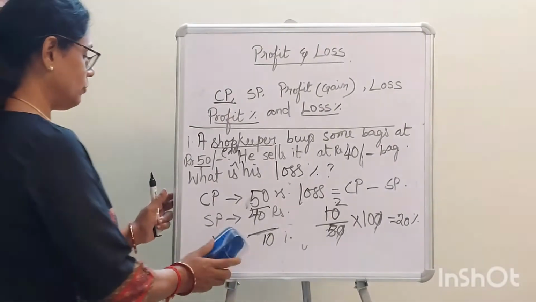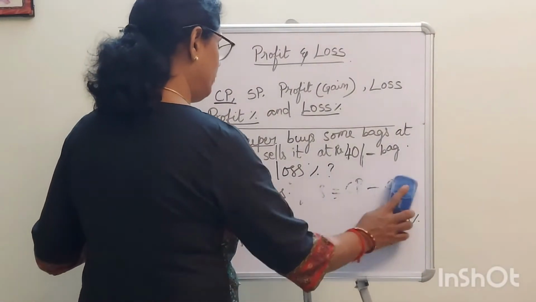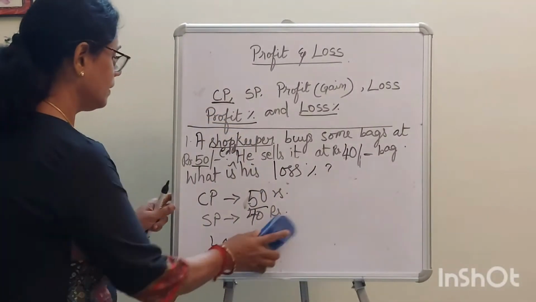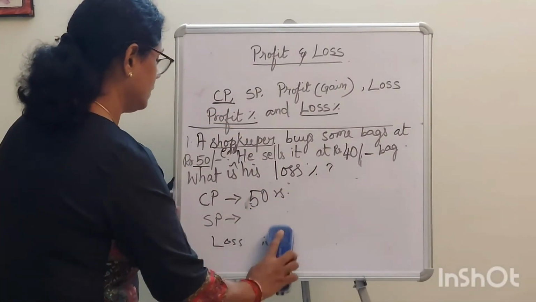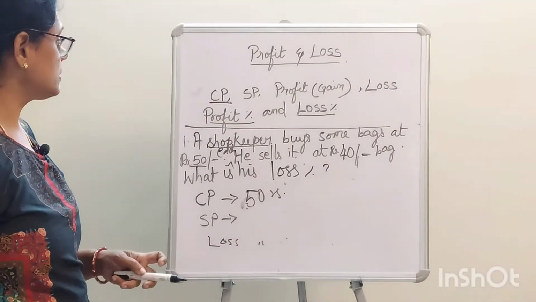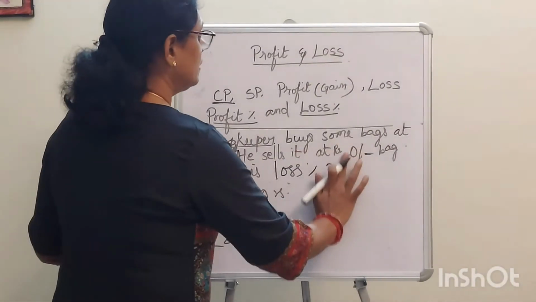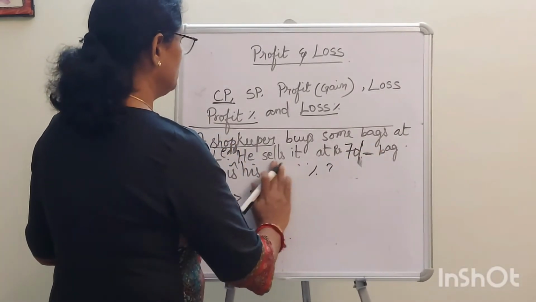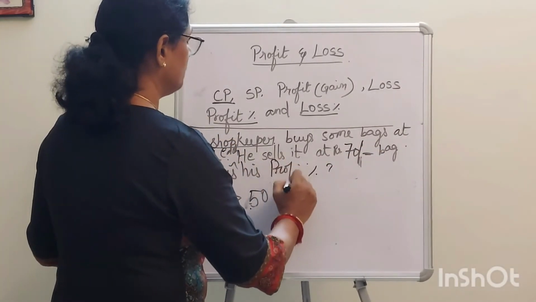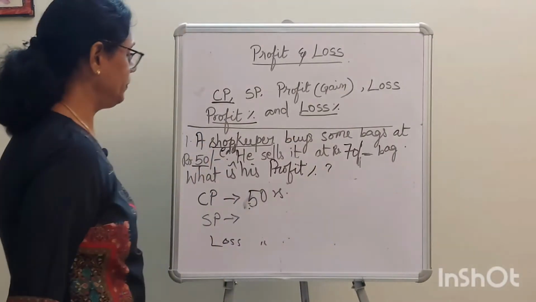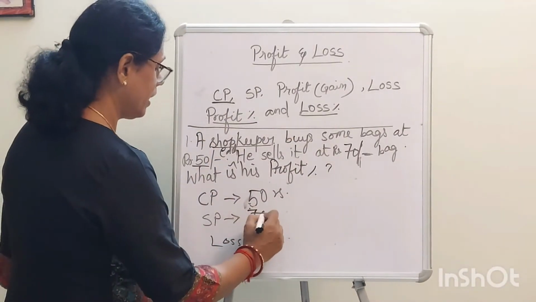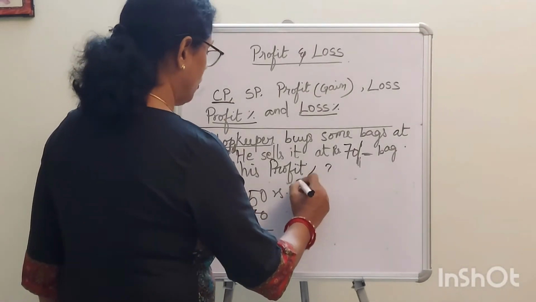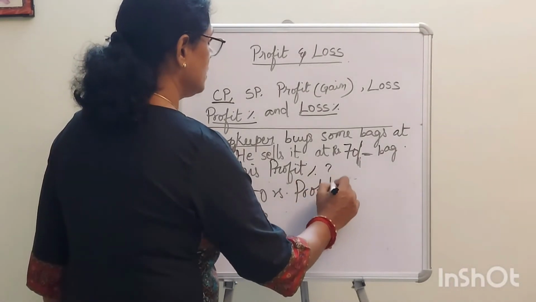In the same way you have to find out. Let's go to the previous figures. Like he is selling it for 70 rupees. What is his profit percentage? First you have to find out what is his profit.